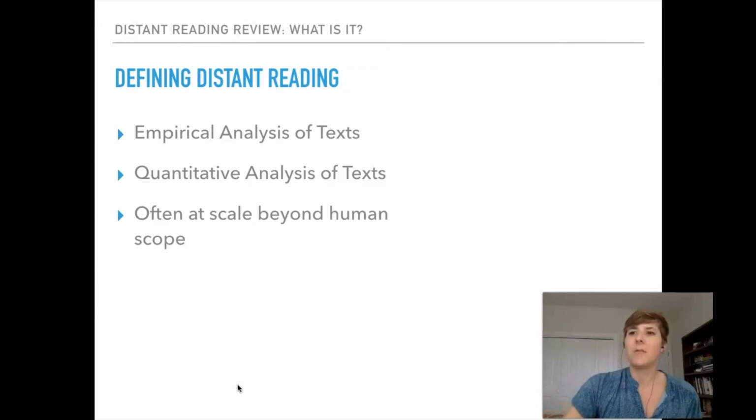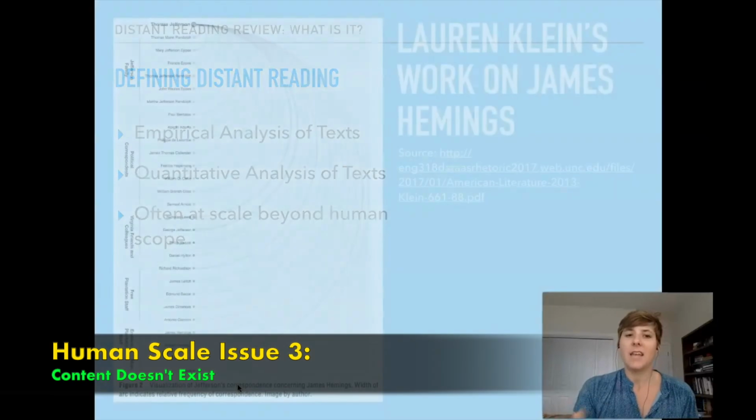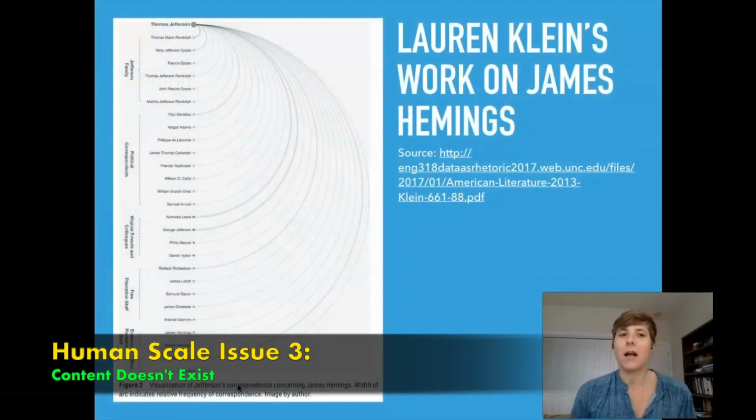And then finally, another way is because that content literally doesn't exist, right? So it is beyond human scope because it doesn't exist for humans. And to give you one quick example of that kind of work, we can look to Lauren Klein, who's a digital humanities scholar at Emory. We can look to her work on James Hemings. So James Hemings, just to catch you all up, was enslaved by Thomas Jefferson, and he worked as Jefferson's chef.